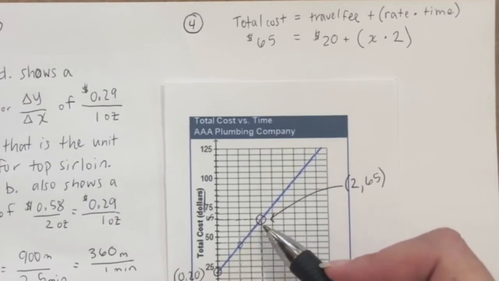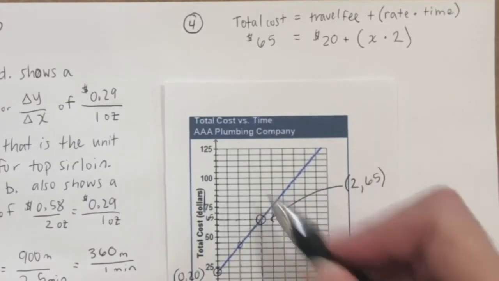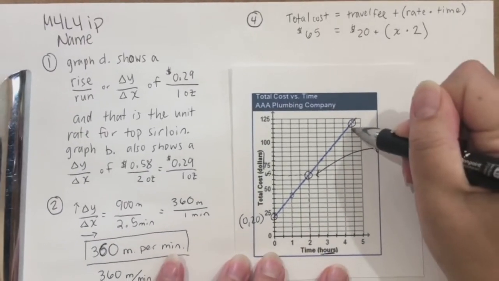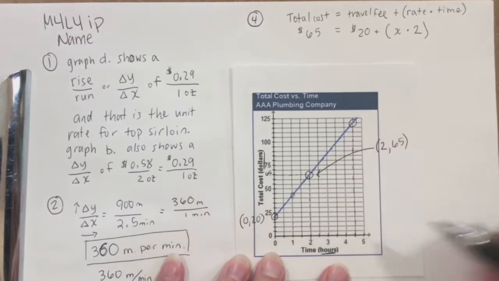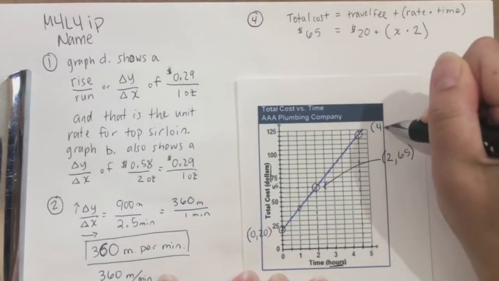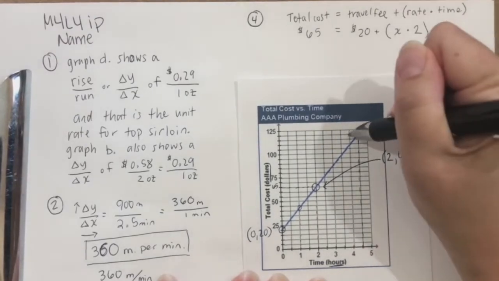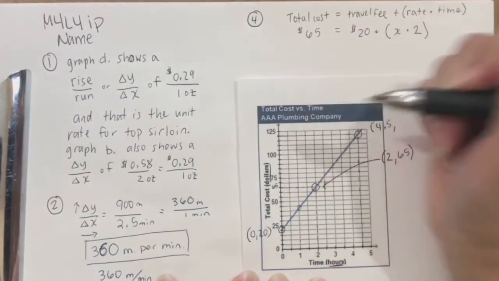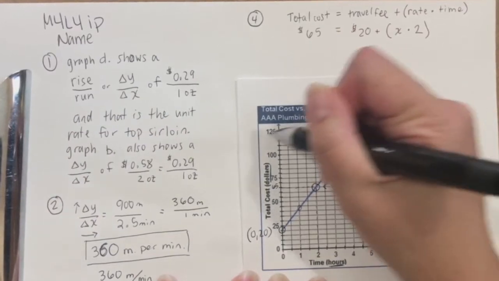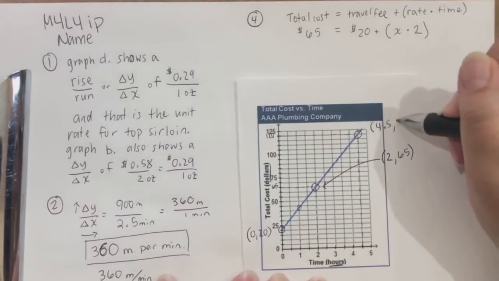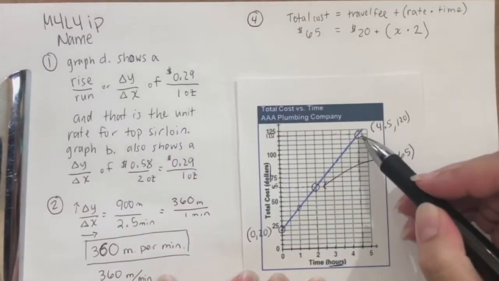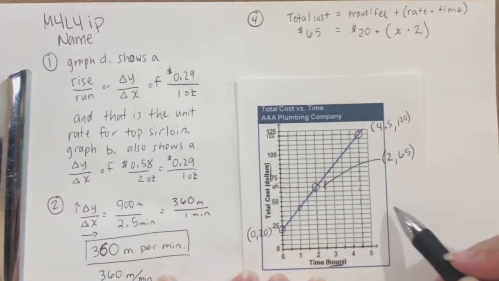And I do want to show you this just so you know how we're plugging in these numbers. One more example isn't going to hurt. This looks like a perfect point to me. This is at 4.5 hours, 4.5 on the x, and on the y, 100, 105, 110, 115, 120. 4.5 for the time, 120 for the dollars.